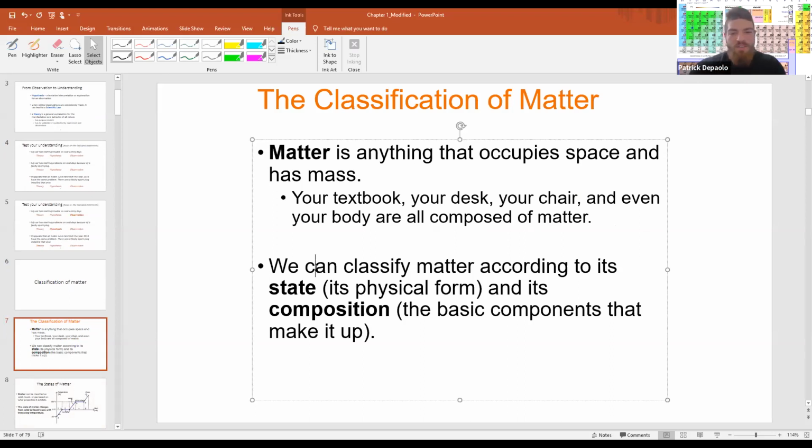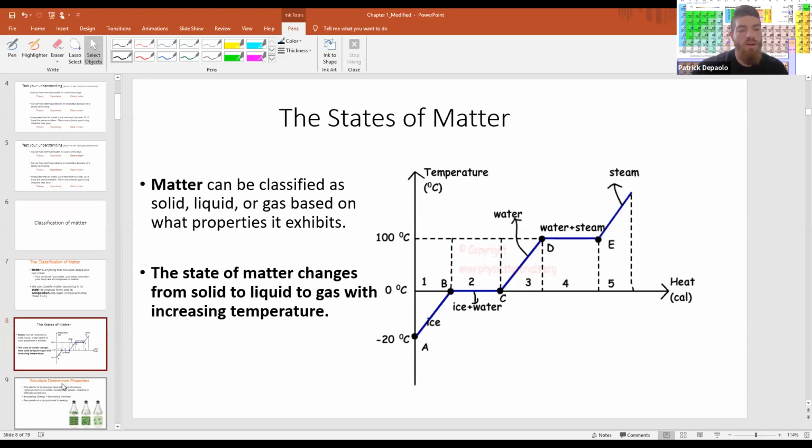Okay. So we can classify matter according to its state and composition. A state meaning solid, liquid, or gas. Composition meaning what is it made of, chemically, elementally. So before we get into that part, we're going to talk about the different states of matter, their physical states.